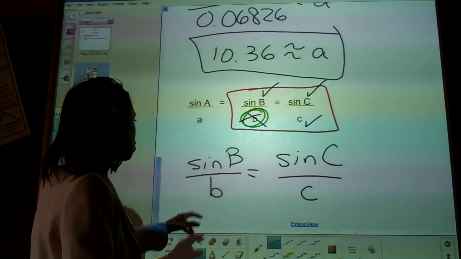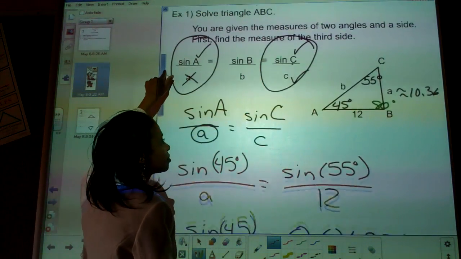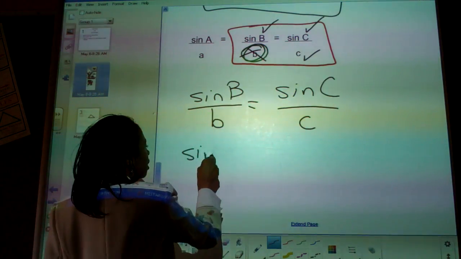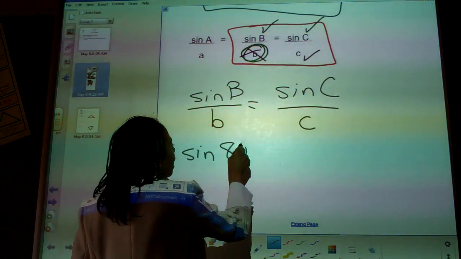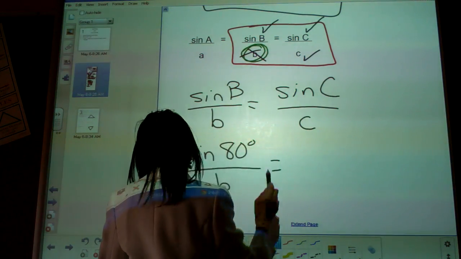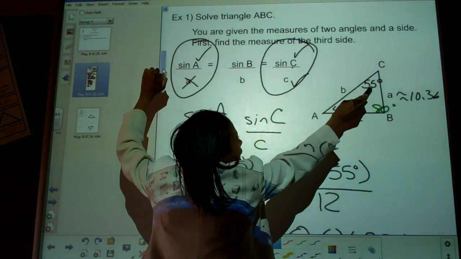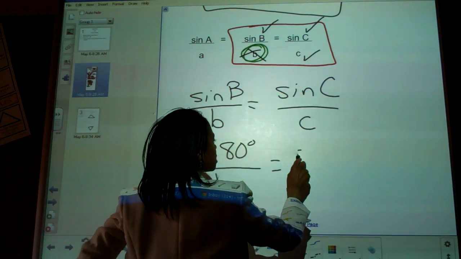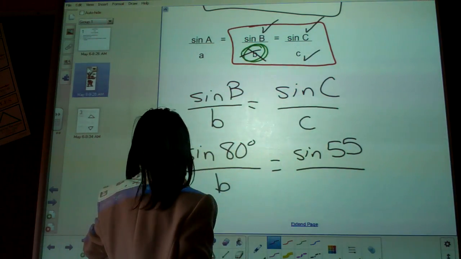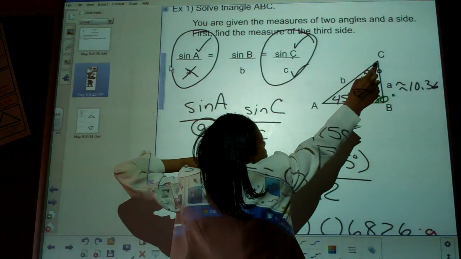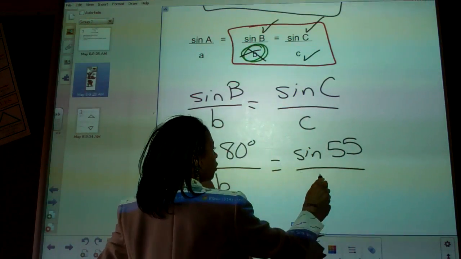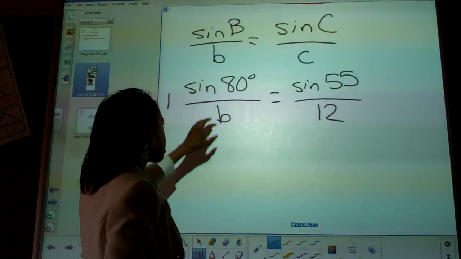Now I'll just go and substitute. Sine of B. What's the sine of B? It's 80 degrees. So I'm coming down here. Sorry for the movement of the board, but I gotta keep going back up to show you. Sine of 80 degrees divided by B, we didn't know B, equals the sine of C. What's the measure of angle C? I believe it was 55 degrees. And it is. So the sine of 55 degrees over the length of C, and I believe the length of C is 12. Let's double check. Across from angle C is side C, and it is 12. So I'm going to put this 12 in here and go to work in my calculator.